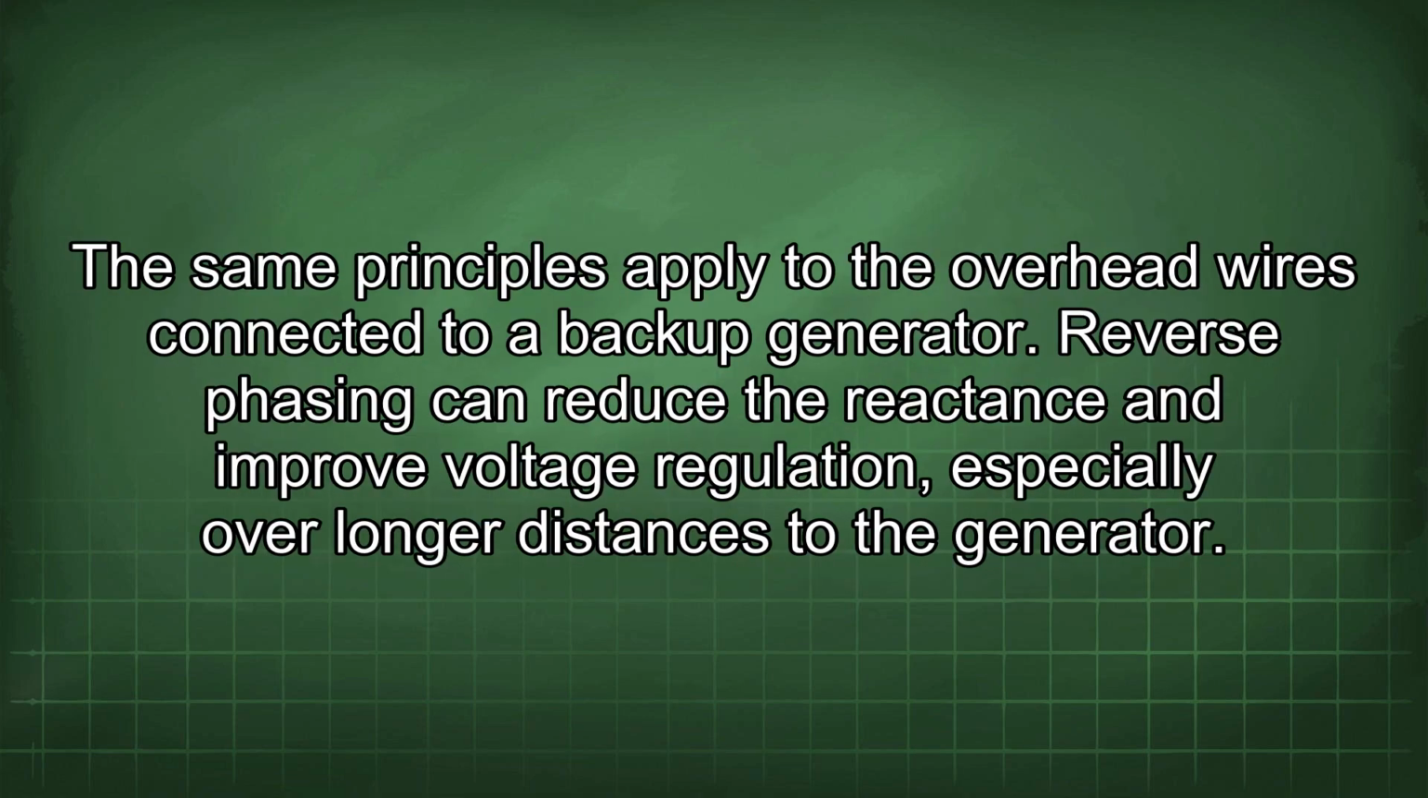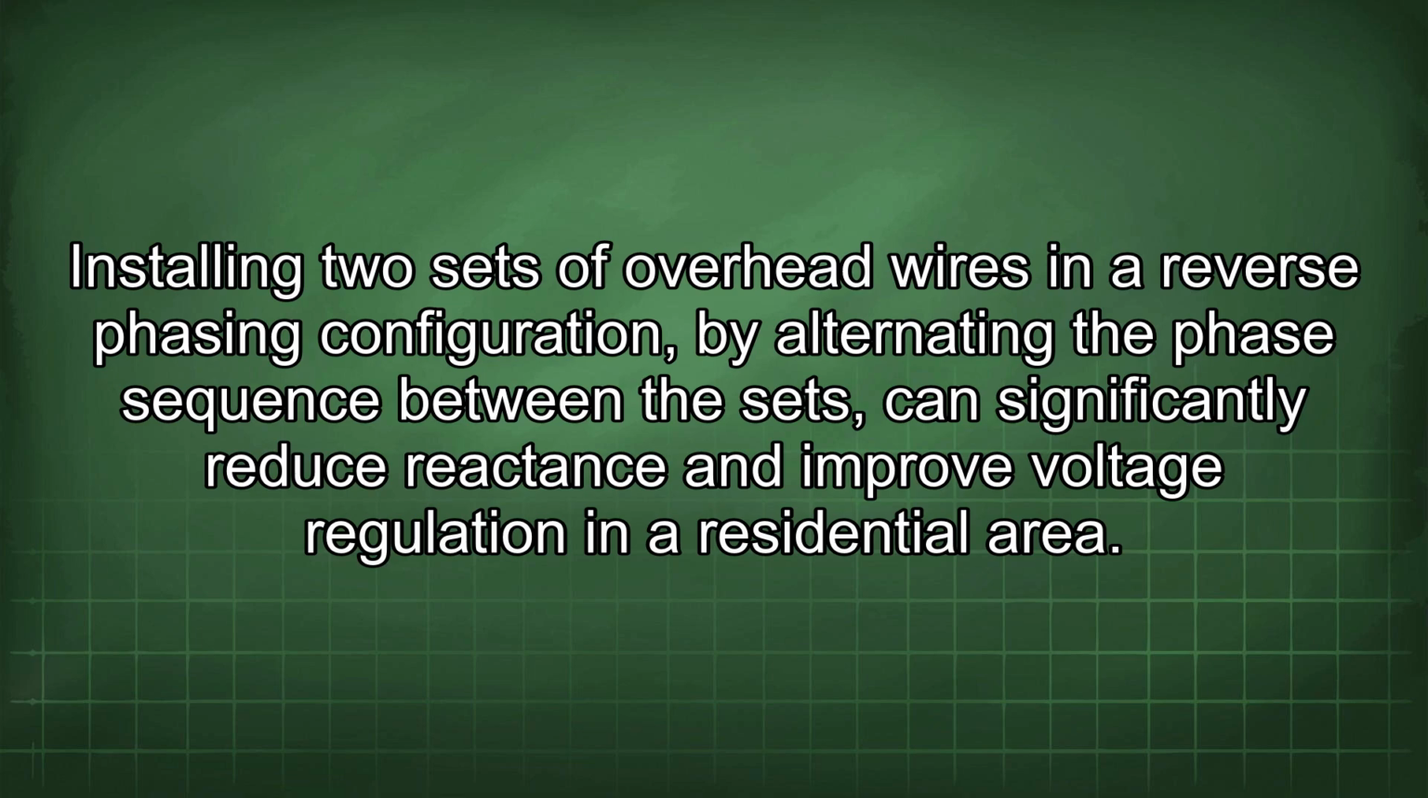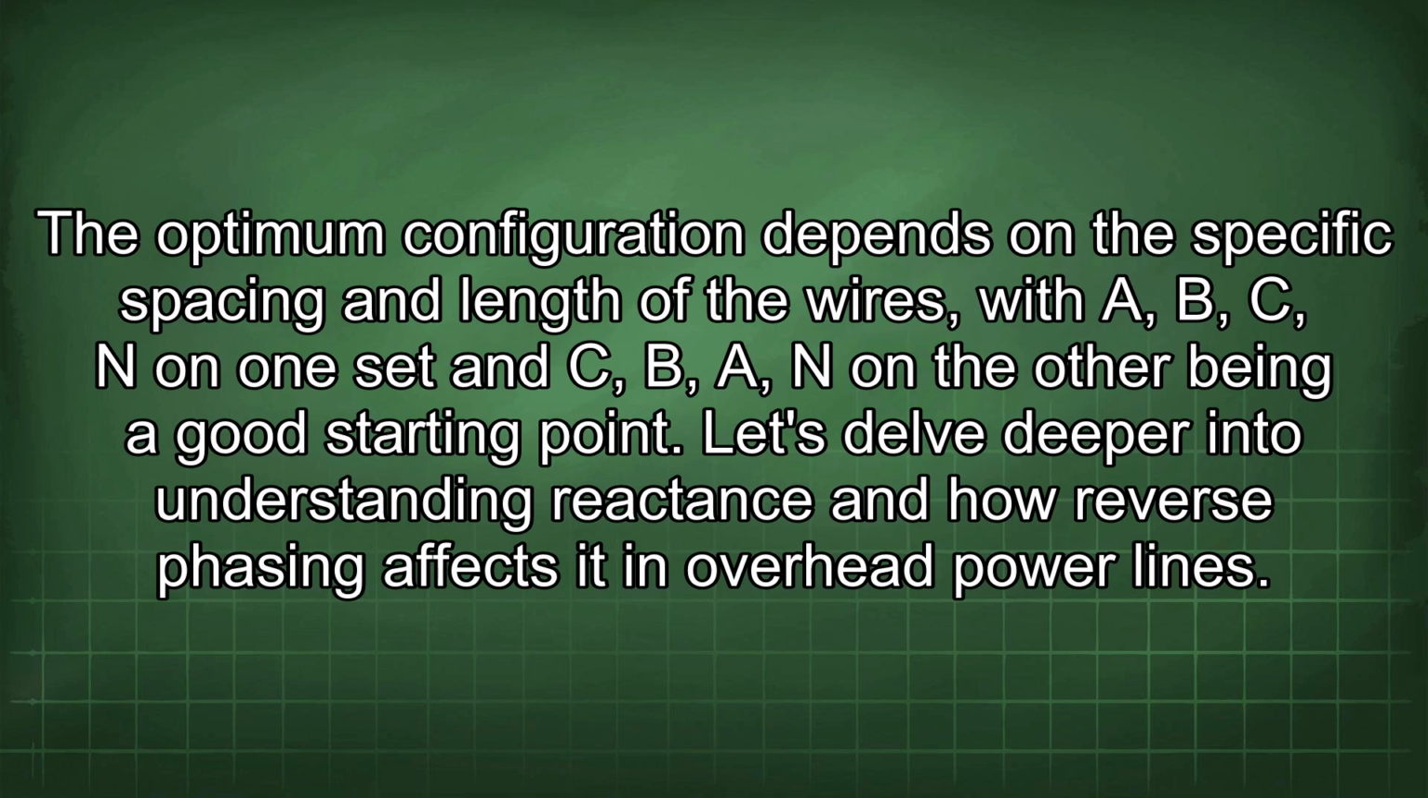The same principles apply to the overhead wires connected to a backup generator. Reverse phasing can reduce the reactance and improve voltage regulation, especially over longer distances to the generator. Installing two sets of overhead wires in a reverse phasing configuration by alternating the phase sequence between the sets can significantly reduce reactance and improve voltage regulation in a residential area. The optimum configuration depends on the specific spacing and length of the wires, with A, B, C, N on one set and C, B, A, N on the other being a good starting point.